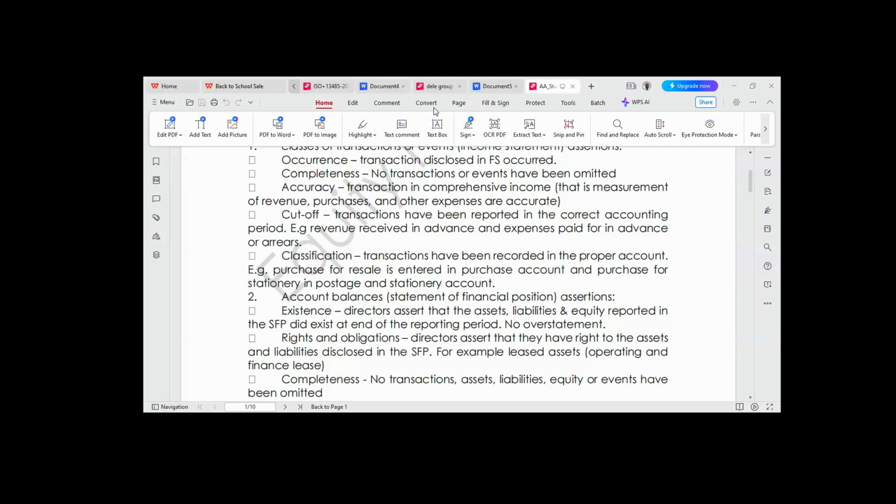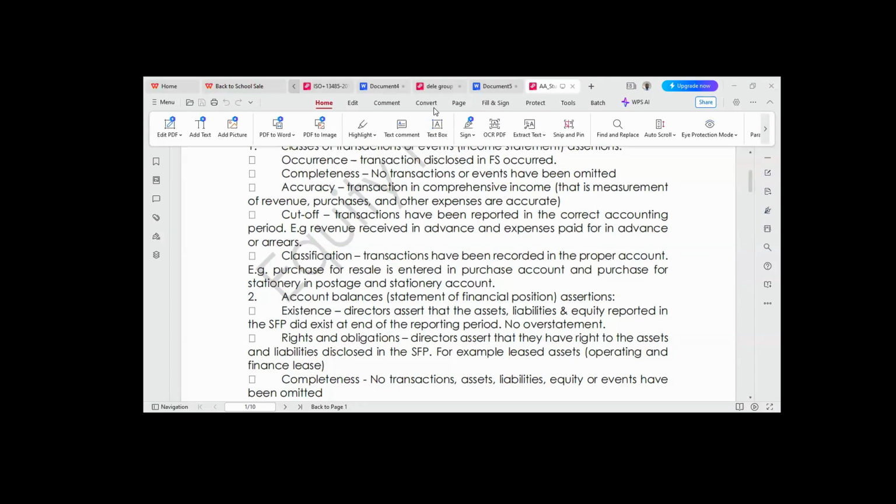Then for rights and obligations, remember I said that it is basically divided into two. I said right is the asset, while obligation is the liability. And I remember I said that when you talk about right, some organizations don't have the money or the funds to buy assets. What is an asset? An asset is what is used to generate economic benefit. That is an asset.